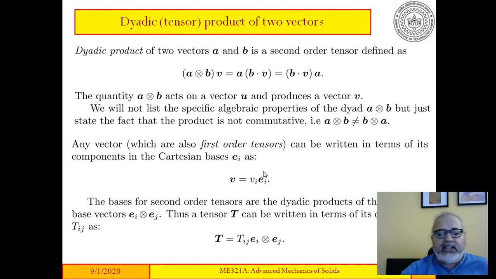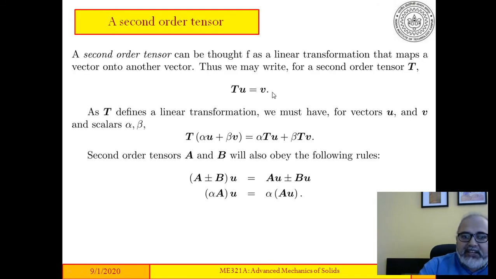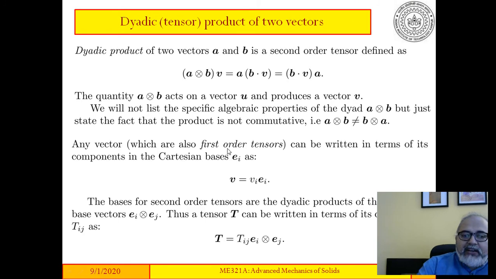So these are the bases. For second order tensors, remember, they are defined by this relation. Second order tensors act on vectors to give you vectors. With that definition in mind, any second order tensor can now be expressed in a basis space which is spanned by the dyadic products between the basis vectors. So these are the basis vectors. These are dyadic products between the basis vectors.